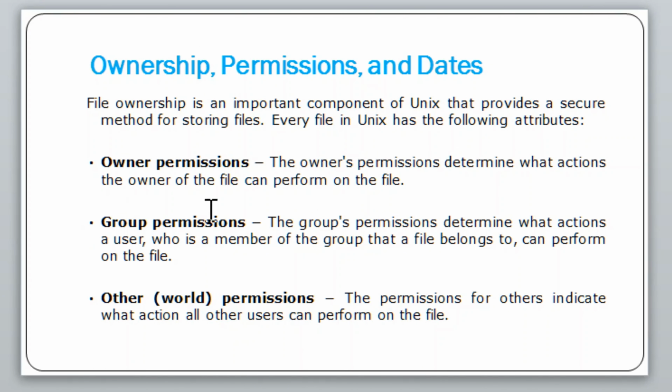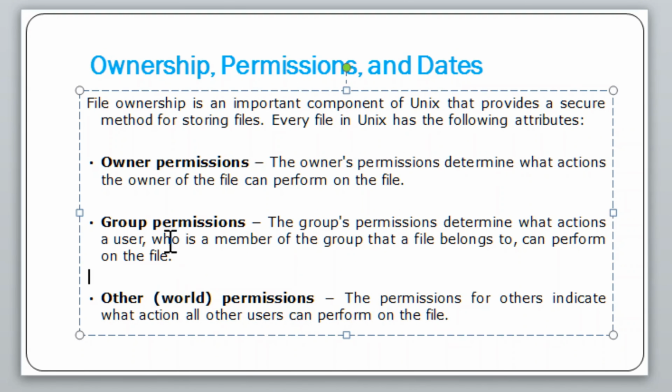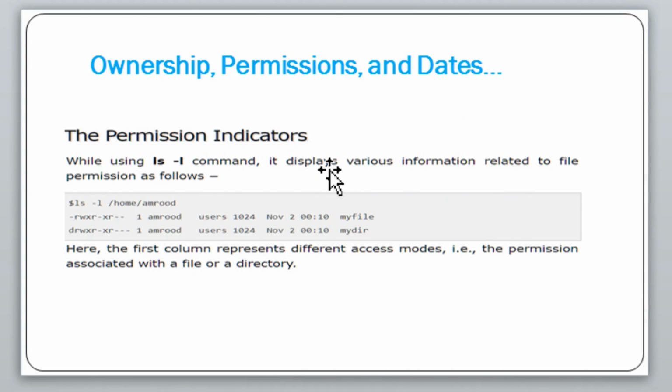It also has group permissions. The group's permissions determine what actions a user who is a member of the group that the file belongs to can perform on the file. We also have other or world permissions, meaning everyone else besides the owner and group. The permissions for others indicate what actions all other users, who are not part of the owner or group, can perform on this file. When we run the ls -l command, it displays various information related to the file, such as the permissions of the file. Let's go ahead and look at that real quick.